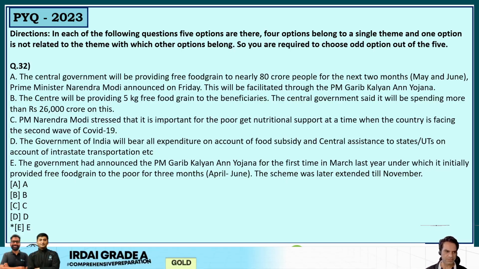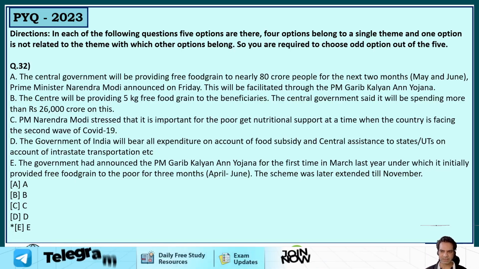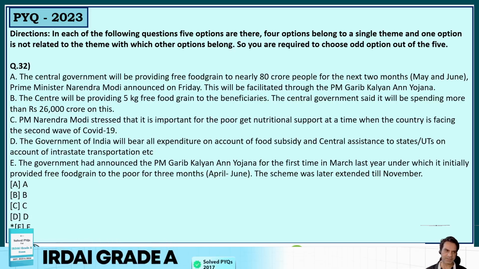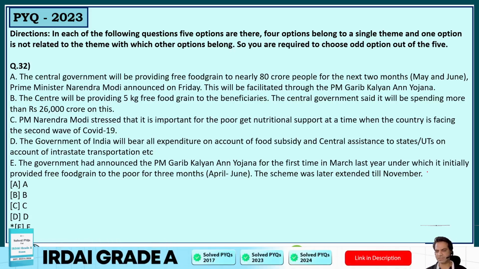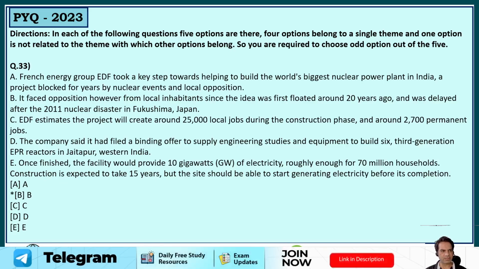Connected. The government had announced the PM Garib Kalyan Anna Yojana for the first time in March last year, under which it initially provided free food grain to the poor for 3 months. The scheme was later extended till November. This sentence talks about the past, guys. Rest all the sentences are talking about this year, but this is the only odd one out. So option E is your odd one out here. Next, same instruction.